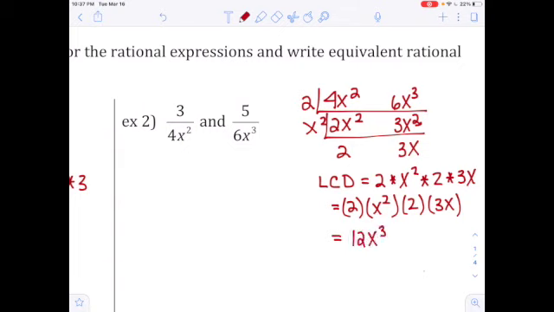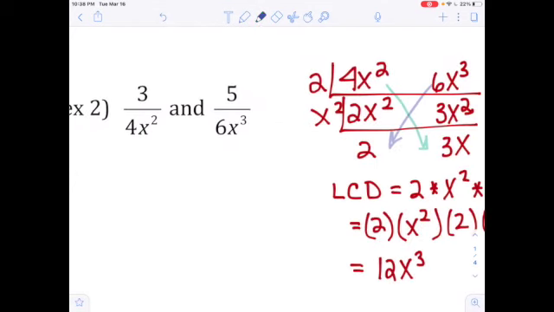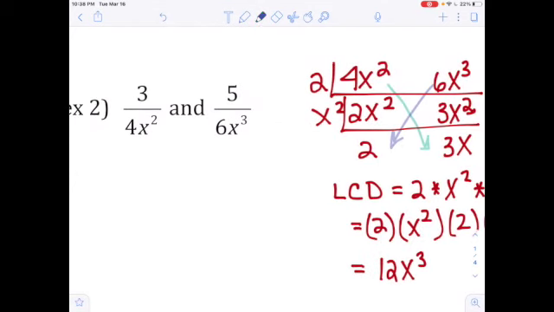And really, again, if you are looking at 4x squared, you need to multiply by 3x. If you're looking at 6x to the third, you need to multiply by 2. So let's double check. How do I make 4x squared into 12x to the third? Well, you multiply by 3x. Look, that's exactly what you need, all right?